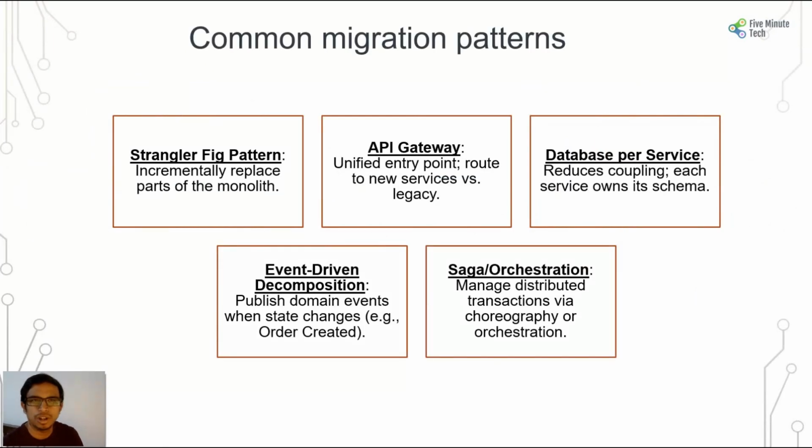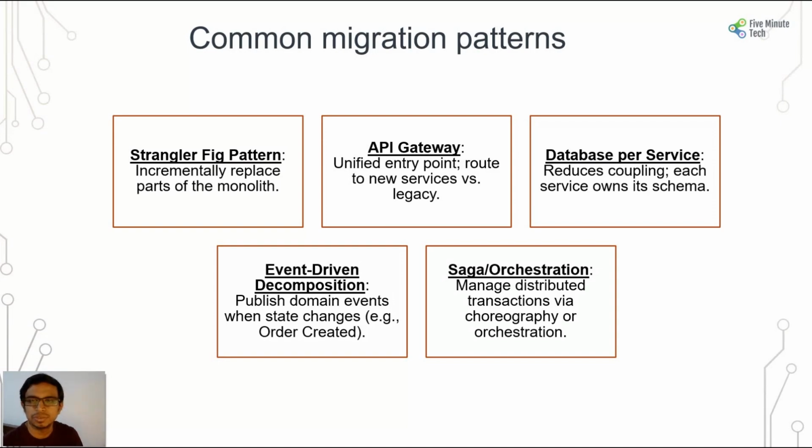So what are the common migration patterns? As we just saw, the strangler fig pattern is where we incrementally replace parts of the monolith and cut it off. For the API gateway, we have already dealt in depth on this channel with how to configure it; it will be a unified entry point that routes to new services versus the legacy, so we will reroute the services. With database per service, we reduce the coupling.